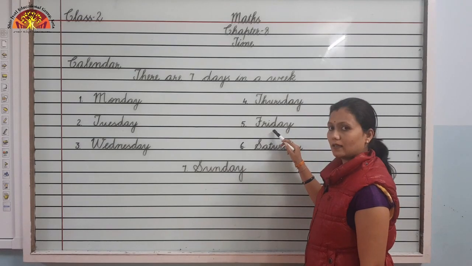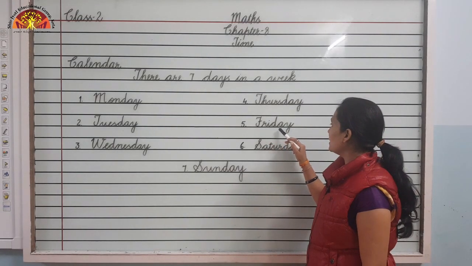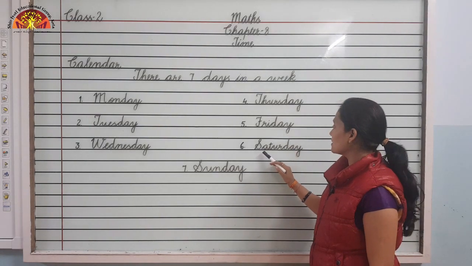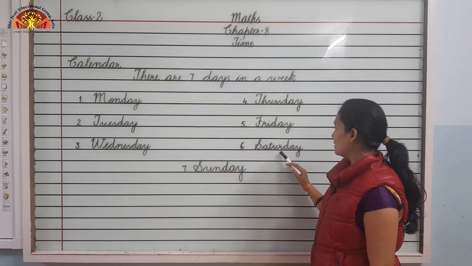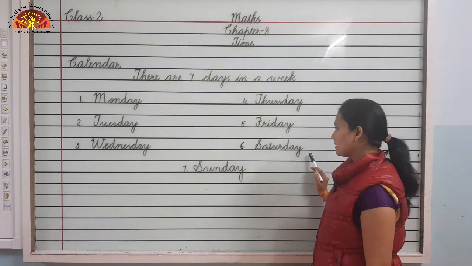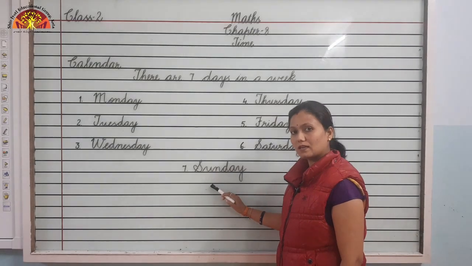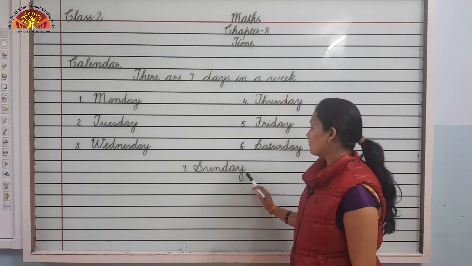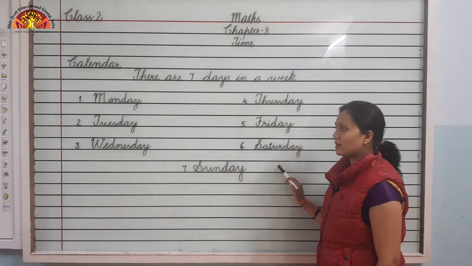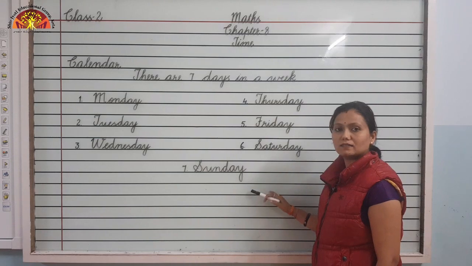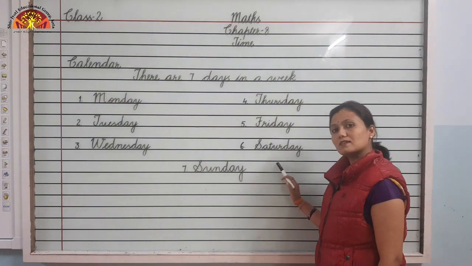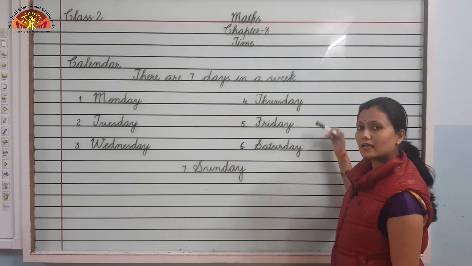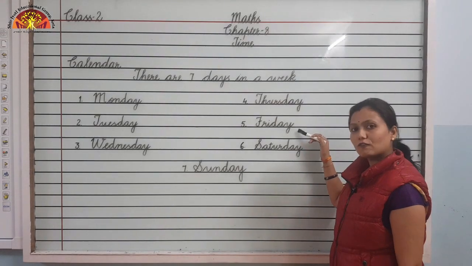Then Friday, F-R-I-D-A-Y, Friday. Saturday, S-A-T-U-R-D-A-Y, Saturday. And the last day of the week is Sunday, S-U-N-D-A-Y. Now, which day comes between Friday and Sunday? So, the day is Saturday. And if I ask which day comes between Thursday and Saturday, the day is Friday.